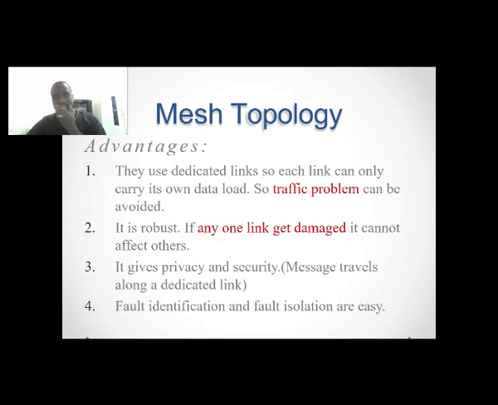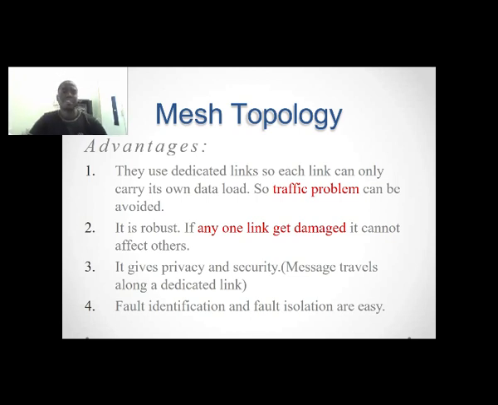The advantages now are that they use dedicated links, so each link can carry its own data load. So traffic problems are avoided. It is robust. If any link gets damaged, it cannot affect others. Unlike in the ring, where when one device is down, the entire network is faulty. And it also offers privacy and security.